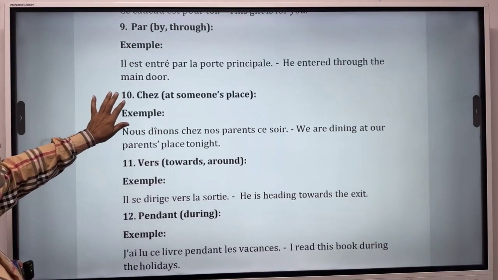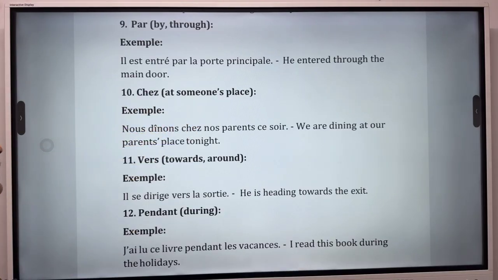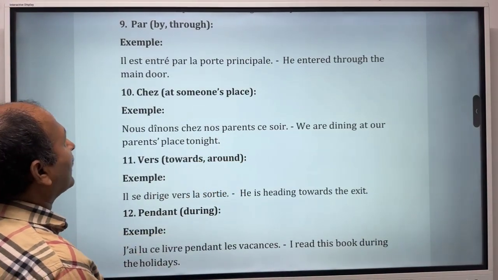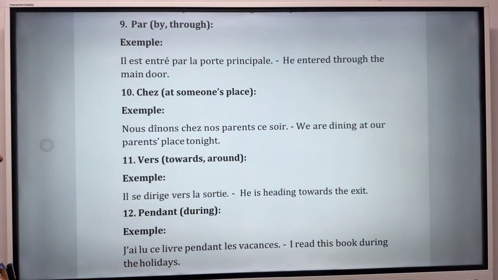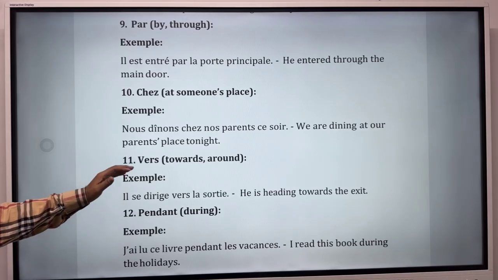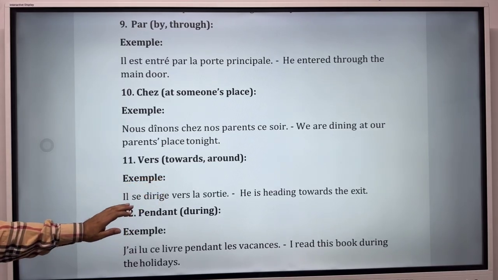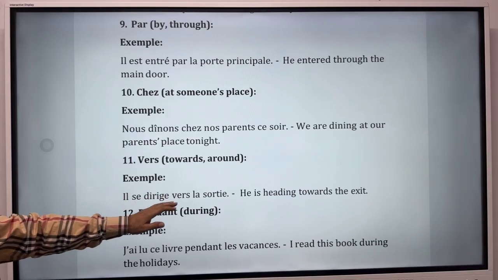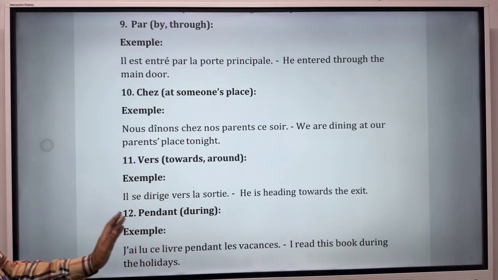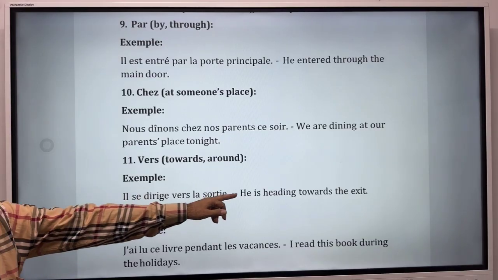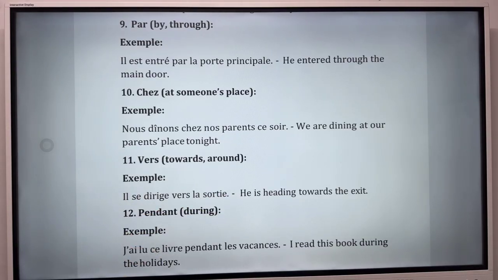Then comes chez, at someone's place, like, Nous dînons chez nos parents ce soir. We are dining at our parents' place tonight. Then comes vers, which means towards, around. Example, il se dirige vers la sortie. Se dirige means aller, to go. He is heading towards the exit.